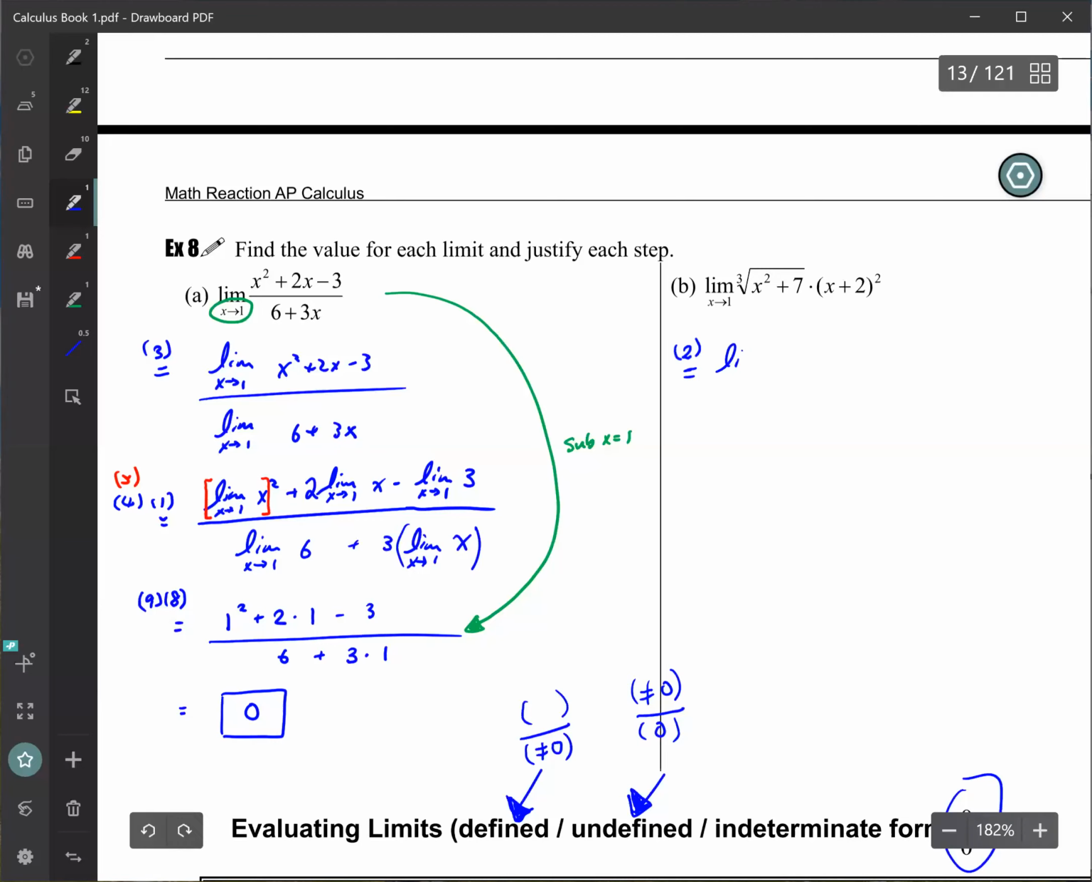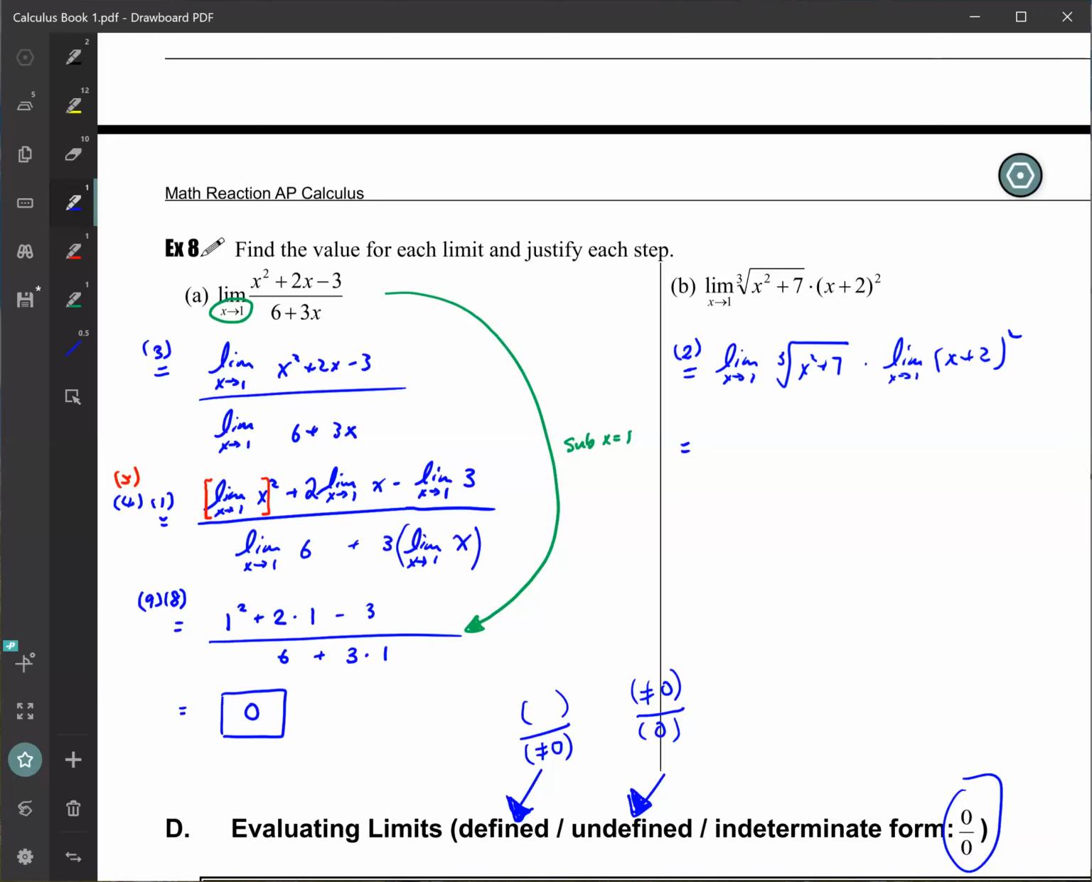Lim cube root of x squared plus 7, multiplied by lim bracket x plus 2 squared. Yes, very good. I know you probably think, so many lims to write, and then you don't want to write it. So that's why last week I didn't want to go into this yet.